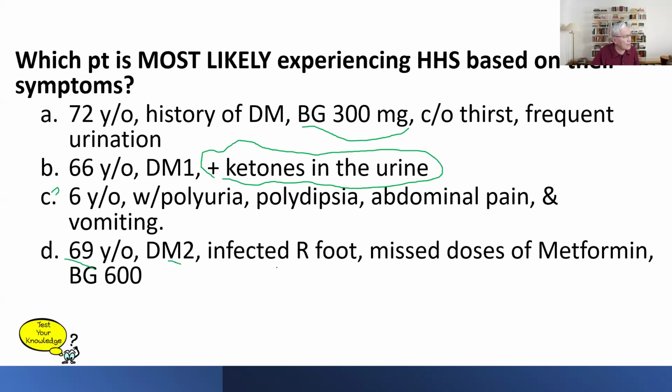A 69-year-old with diabetes mellitus who is infected, so the patient has an infection, is on metformin, which means he's type 2, and the blood glucose is 600, which points mostly to HHS. So in letter C, the patient is young, and therefore it's most likely that this patient might be a type 1, although not always the case. But the younger they are, the likelihood of type 1 diabetes mellitus is going to be high. That is the reason why letter D is the correct answer.